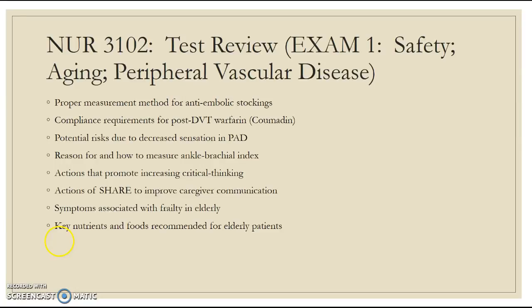Obviously, we discussed risks that can come from decreased sensation. People can have falls, injuries, wounds in their skin that they're not aware of. Let's see. Y'all saw the video about ankle brachial index and how that works. And then just things that help us do better critical thinking.